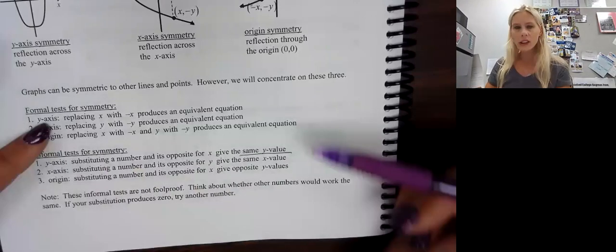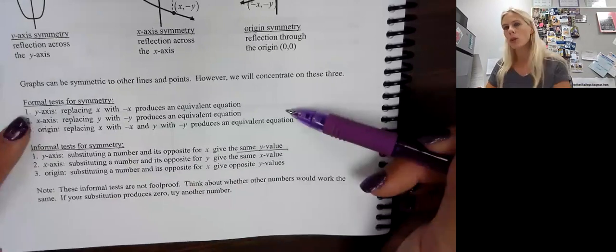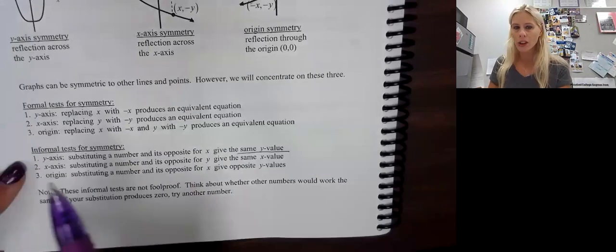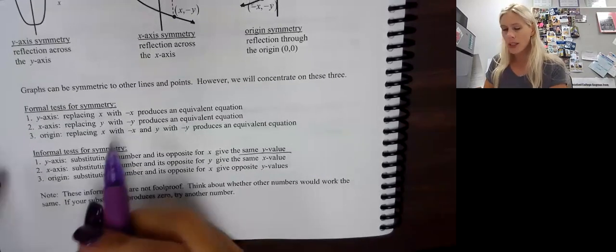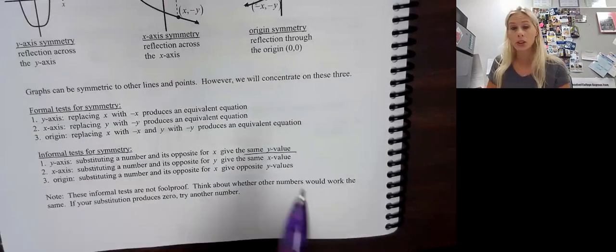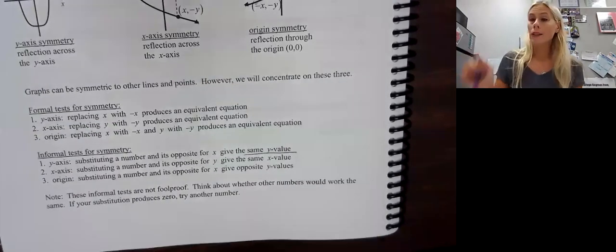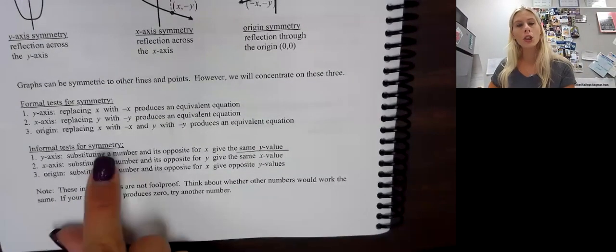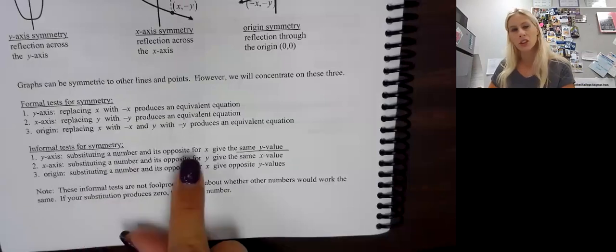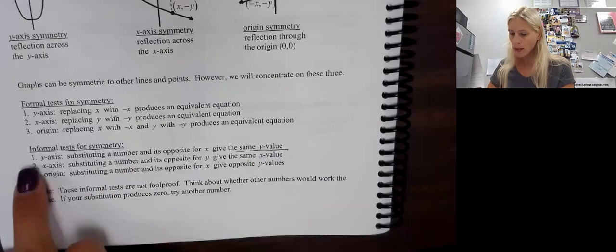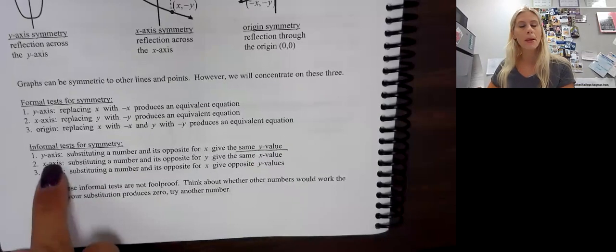Okay, so this is just by the equation. We're still using variables. But the informal test is when we're actually substituting in a number. So this, we're keeping variables. For the formal, for the informal, we're substituting a number. So back to where I was. If we were to substitute in 2, we would then substitute in -2. If it's the same value, we have a y or an x-axis, depending on what we were substituting in for.